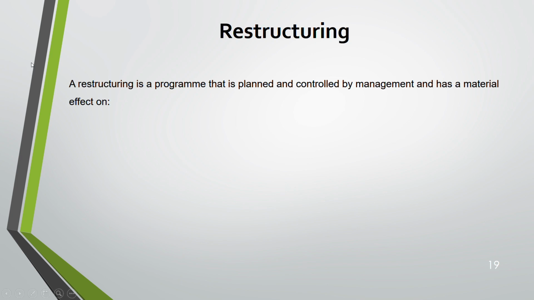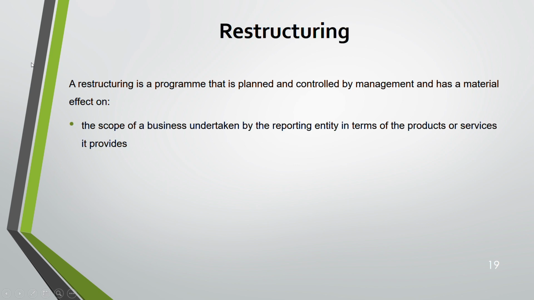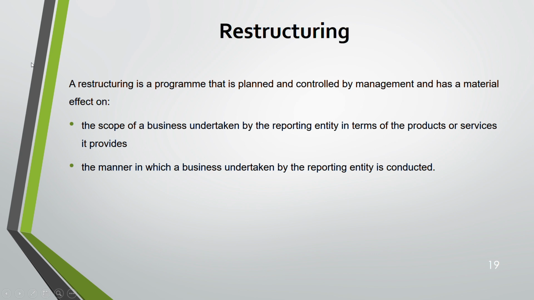Now we have moved on to restructuring. Okay, restructuring is a program that is planned and controlled by management and has a material effect on two things. One is the scope of the business. That means what products or services you could provide. The other one is the way the business is undertaken. This is the meaning of restructuring.